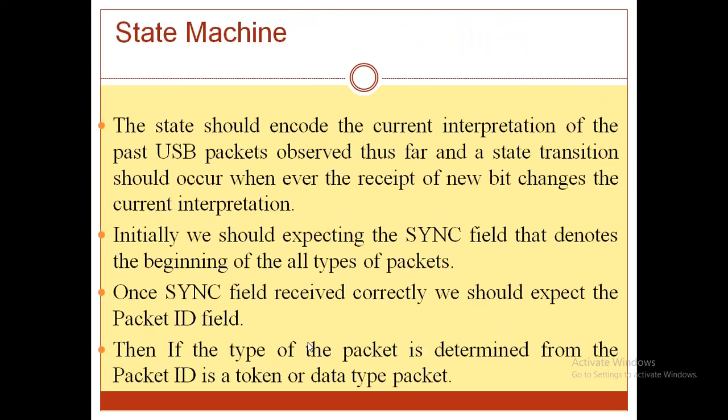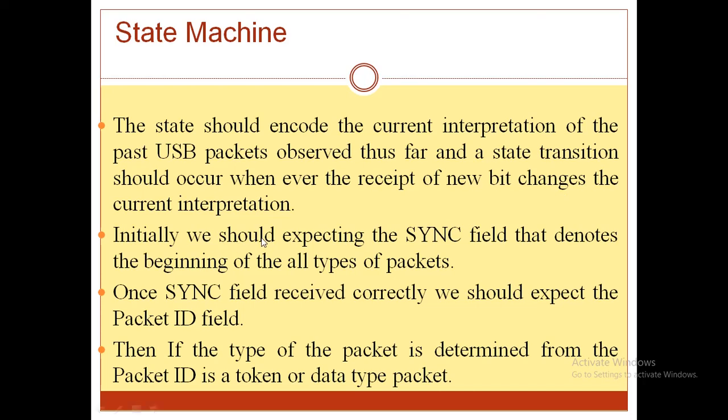Okay, so the state should encode the current interpretation of the past USB packets observed thus far, and a state transition should occur whenever the receipt of a new bit changes the current interpretation. So in the state machine itself you have to maintain the previous information. If a new bit is added to the current state, what is the next effect? Is there any change in the states, or the same effect may be present in the same state. That kind of knowledge is also necessary for the state machine.